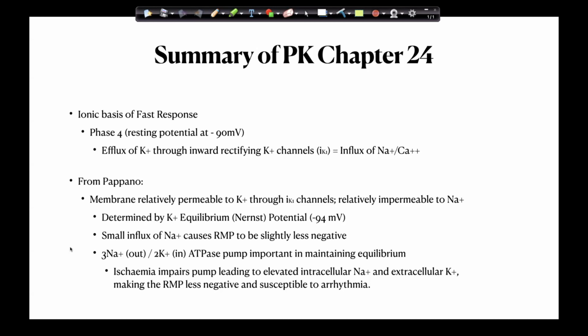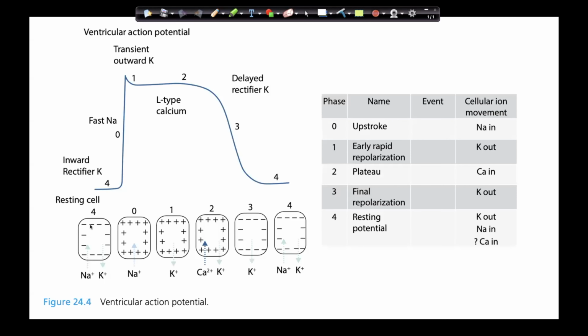That's quite a lot. And this is something that I will remember. And if I have time in my answer, I will add it to my answer. But if not, I will leave it out. Okay. So just to summarize, when we're looking at phase 4, we're looking at the inward rectifier potassium channels. Okay, so IK1. And this is the diagram from Power and Cam.